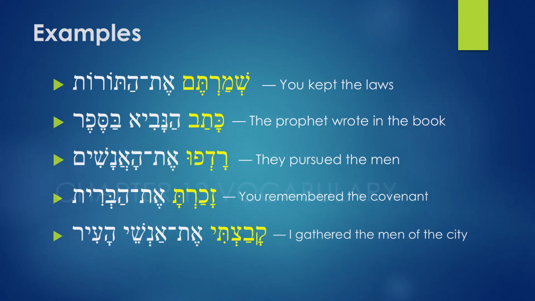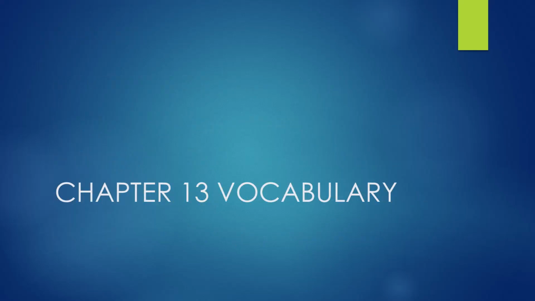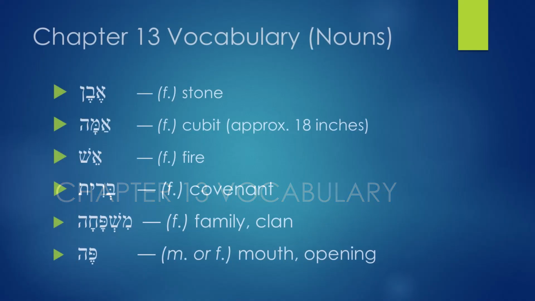Let's move on. Let's look at chapter 13 vocabulary. These are words that you need to know for chapter 13. Let's look at the nouns. We have even. Even means stone. Next word is amah. Amah means cubit. The next word is esh. Esh means fire.